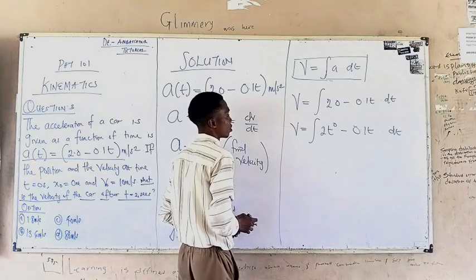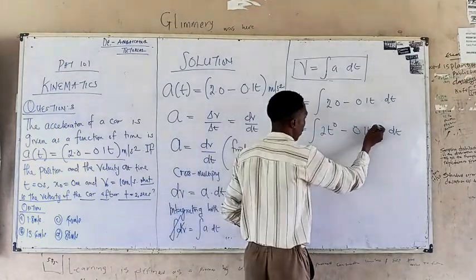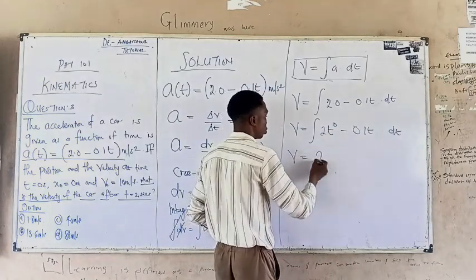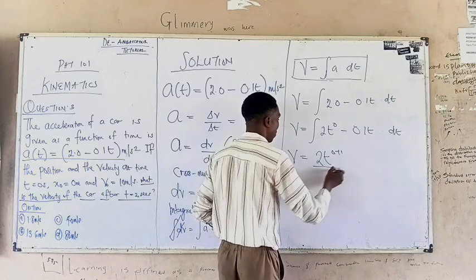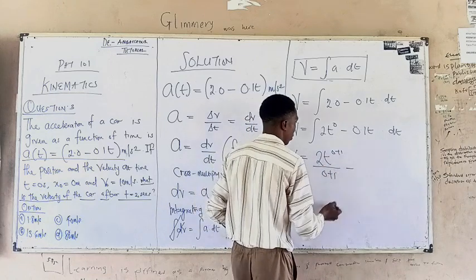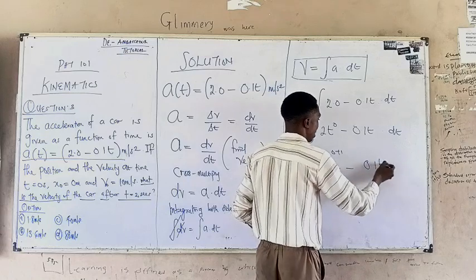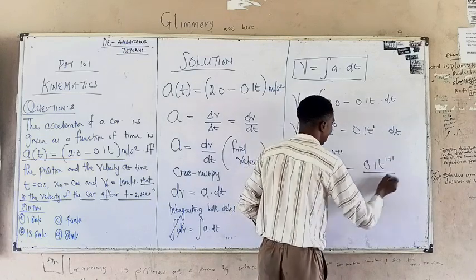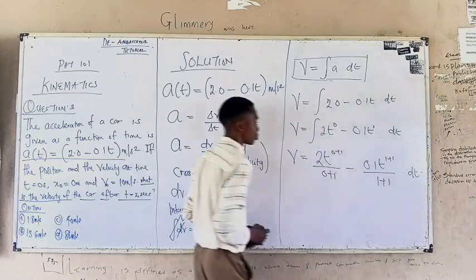So how do you integrate? I told you, add 1 to the power, then you divide it. Picking the first one, I'm adding 1 to 0. That means 2t to the power of 0 plus 1, immediately divided by 0 plus 1. Minus, same thing for 0.1t. Here is the power of 1, so I'm going to have 1 plus 1, immediately divided by 1 plus 1, with respect to dt.